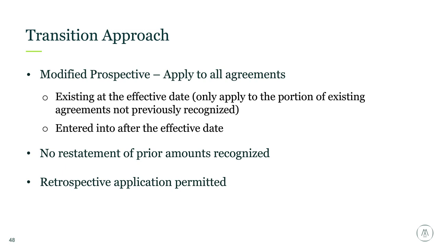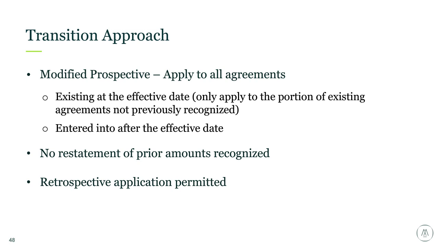The effective date for public business entities, or a not-for-profit that has issued or is a conduit bond obligor for securities that are traded, listed, or quoted on an exchange or over-the-counter market: the amendments should be applied to annual periods beginning after June 15, 2018. So that would be now.